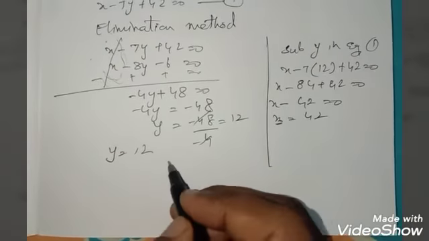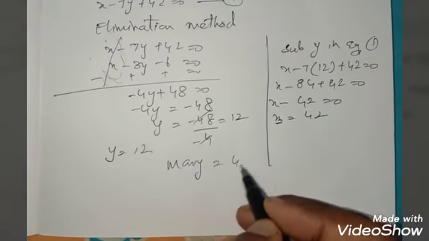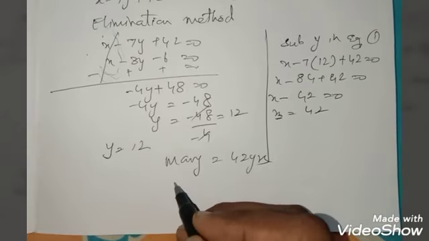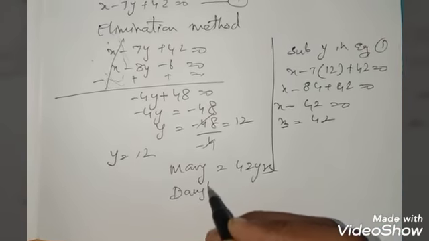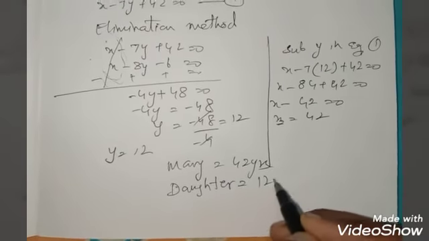Now what is x here? Mary. So Mary's age is 42 years. And what is y? y is her daughter. So the daughter's age is 12 years.